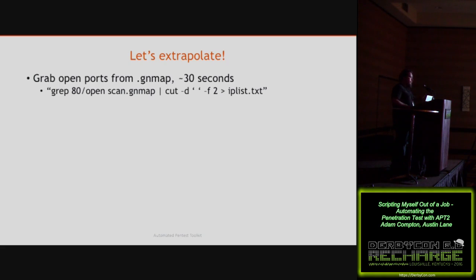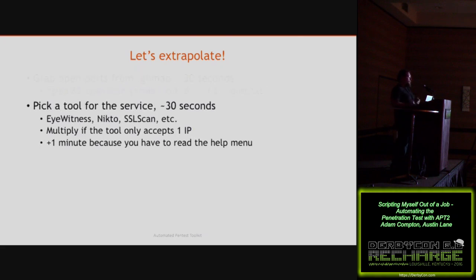Let's cut the column out with just the IPs and dump this into a file. This is now my IP list. Going from looking through that Nmap file to cutting it into a list, generously, let's say about 30 seconds. Next, you pick a tool for the service. You're going to say, all right, this is port 80, so I'm going to run Nikto against all of these ones coming back as port 80.